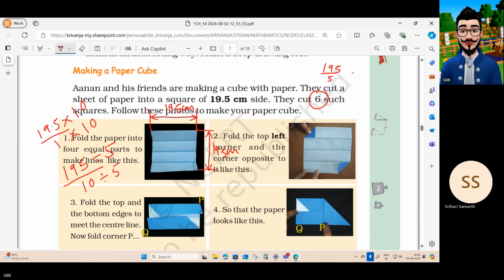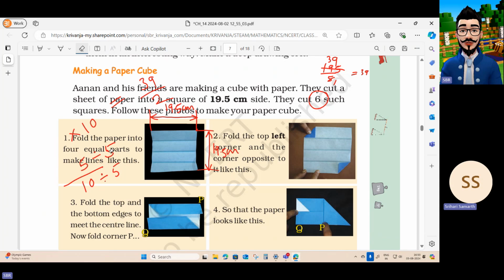195 by 5. 5 threes are 15. 39. Very good. 19, the first two digits, 3 fives are 15, so 4 is a remainder. 4 gets engaged with the next digit, it becomes 45. 5 nines are 45. So 195 by 5 is 39. Now what is 10 divided by 5? 2. Very good. So 19.5 can be written as 39 by 2. That is the first step I did.